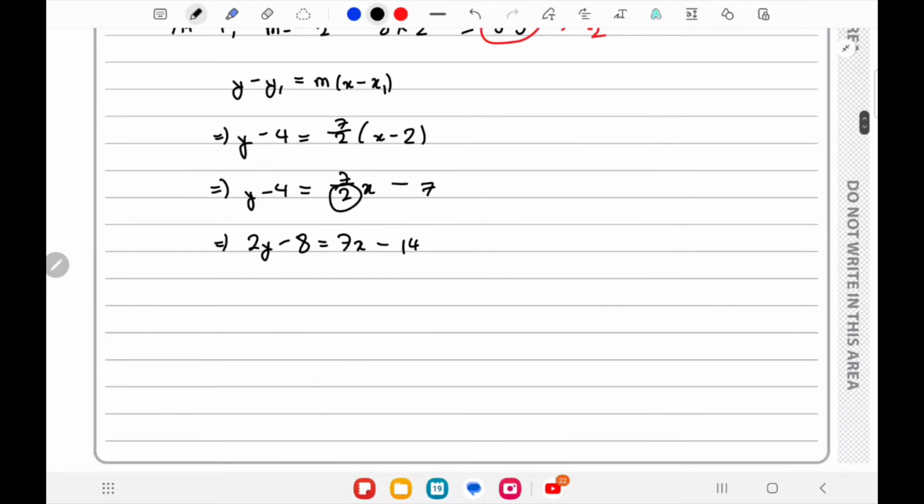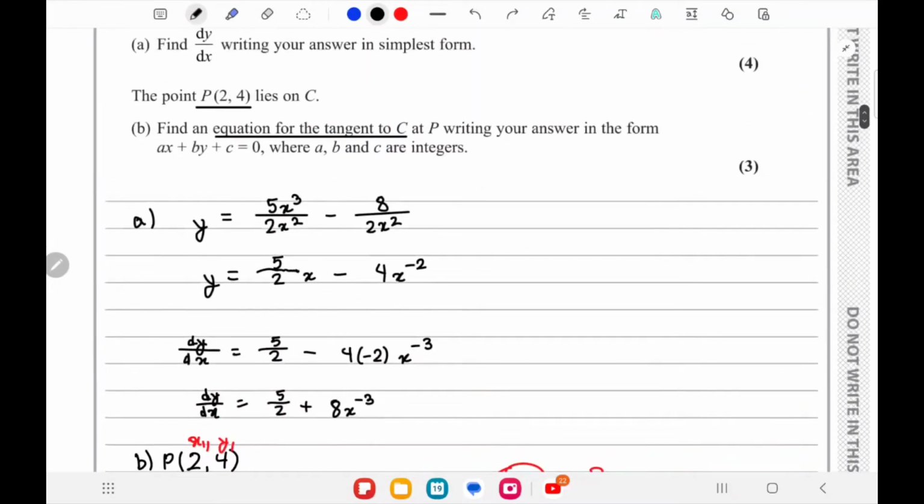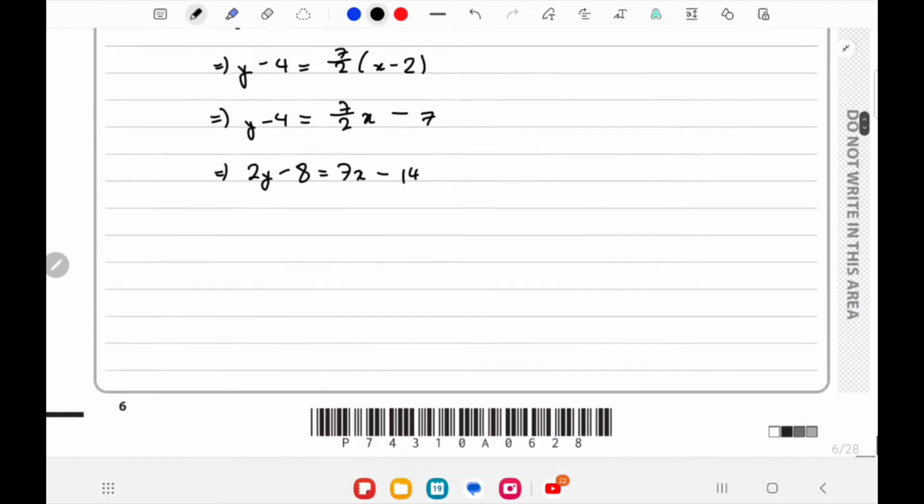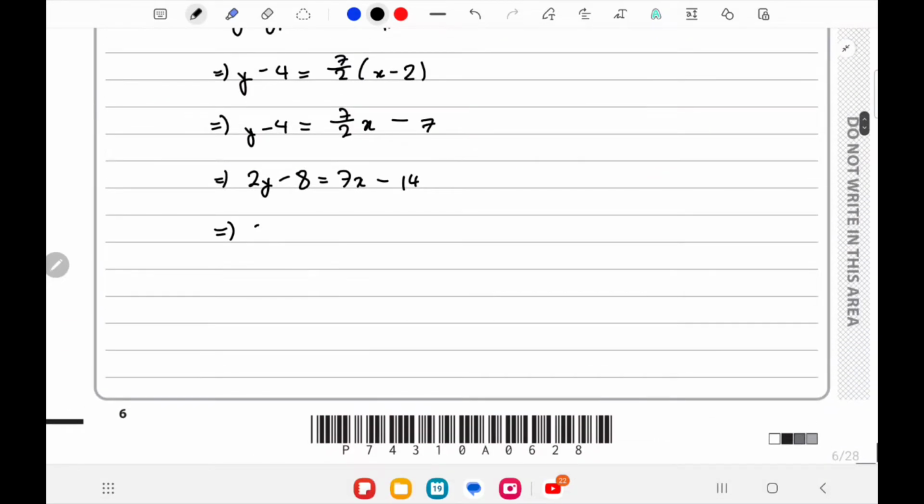We want to get rid of this because we want a, b and c in integers. Now I'll move it to the right. So we'll get 7x minus 2y minus 6 equals 0.